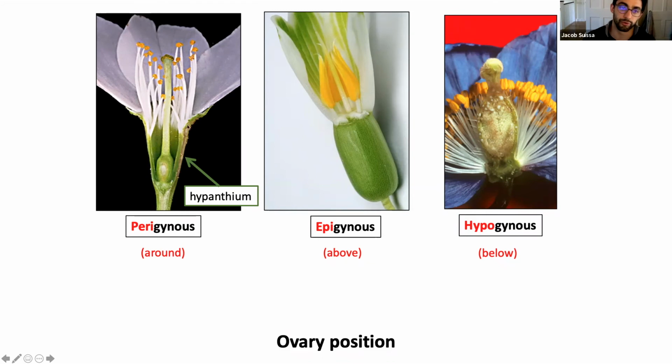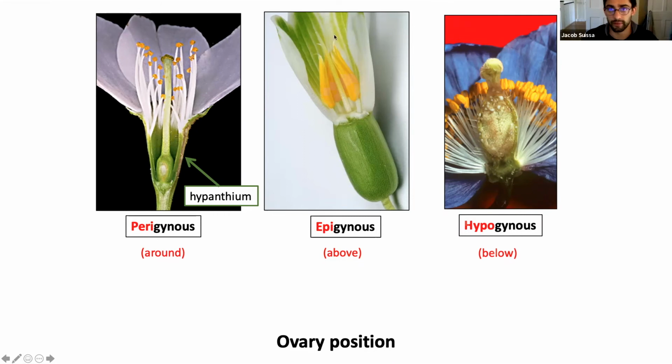This is a Prunus, a peach or a plum. And you can see that this is superior with a hypanthium, right? Okay, so this here in the middle, this is an inferior ovary, right? And you might ask, well, how do I know that this is an inferior ovary? Well, we can see that the sepals.